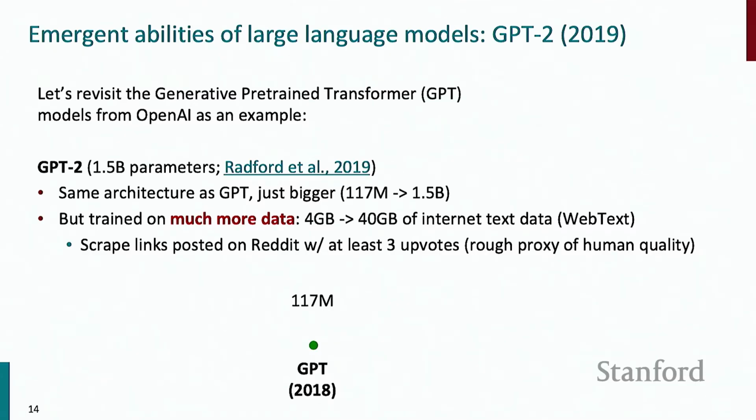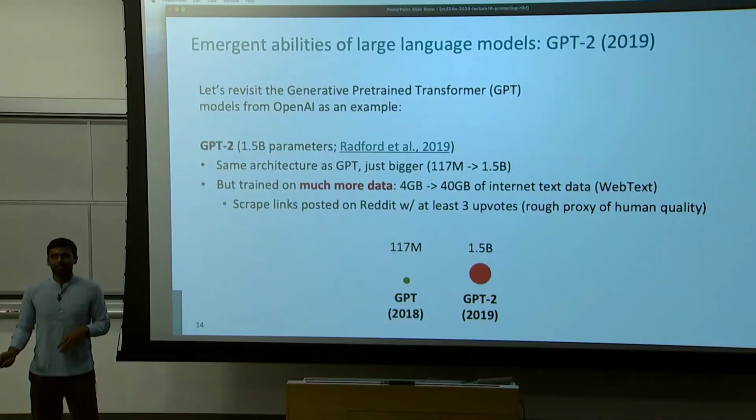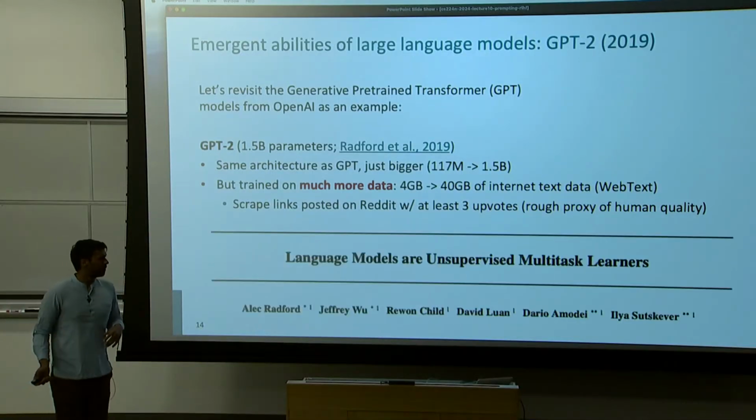But they took the same recipe and tried to increase the model size. They went from 117 million parameters to about 1.5 billion parameters. And we're now scaling up the data alongside as well, from 4 gigabytes of data to approximately 40 gigabytes. Pre-training is a whole different melting pot of techniques, and there's a lot that goes into it. Roughly, for example, here they filter data by the number of upvotes on the Reddit data. So this is roughly where we are.